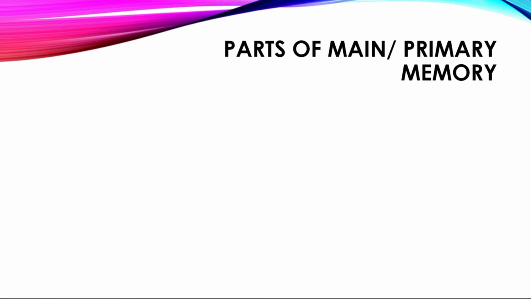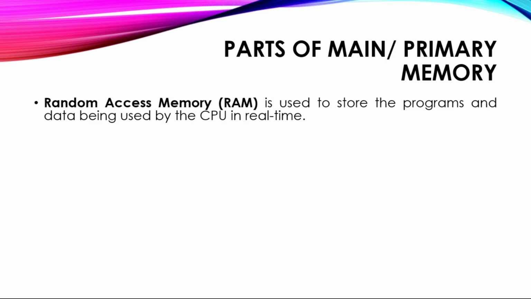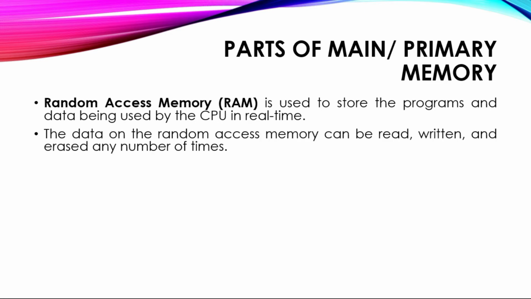Next are the parts of main memory or primary memory. First is RAM, that is, random access memory. It is used to store the programs and data being used by the CPU in real time. Real time means the current time. Whatever the user is doing with the program or the data is stored in RAM. The data in random access memory can be read, written and erased any number of times.